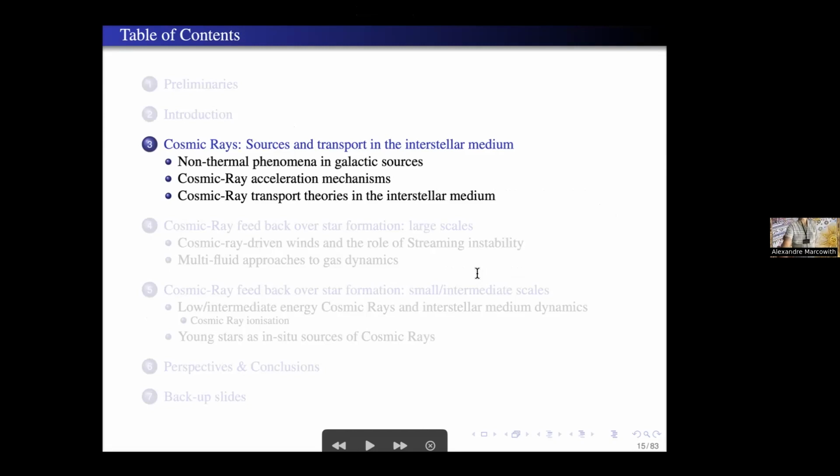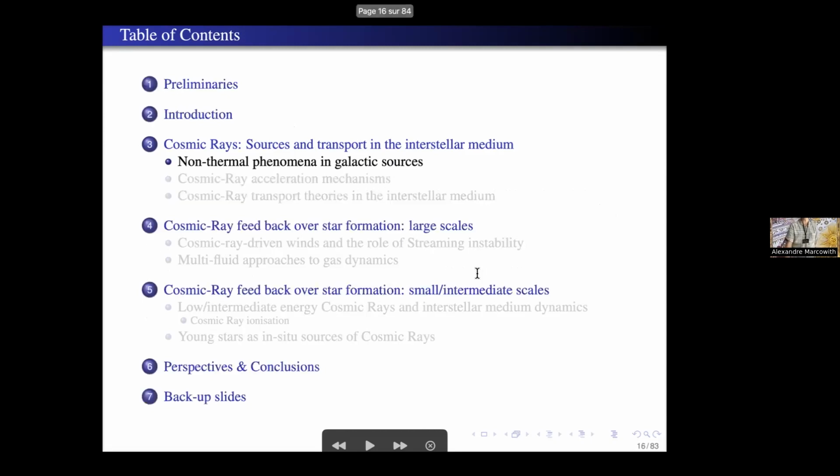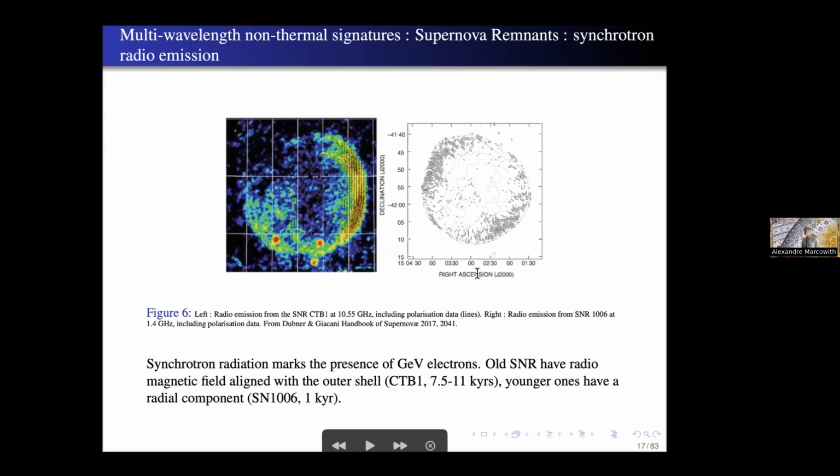So now let's move to a bit more physics. Before talking about physics, I will show you some observations where we have some clues about the cosmic ray source. So let's start with supernova remnants. Here you have two examples in the radio domain. Here is a radio emission, so basically it's synchrotron by relativistic electrons, let's say GeV electrons, producing radiation at the gigahertz in microgauss level of magnetic field.